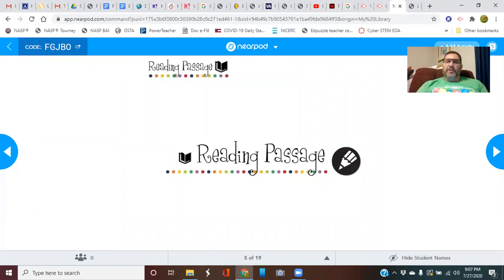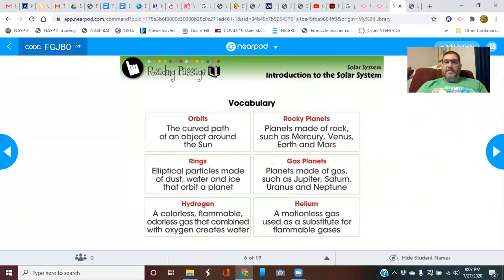Now, we're going to get into a reading passage. I'm going to hit some high points as you read through it, and then we'll have some questions at the end. But before we get started, we do need to discuss some vocabulary.